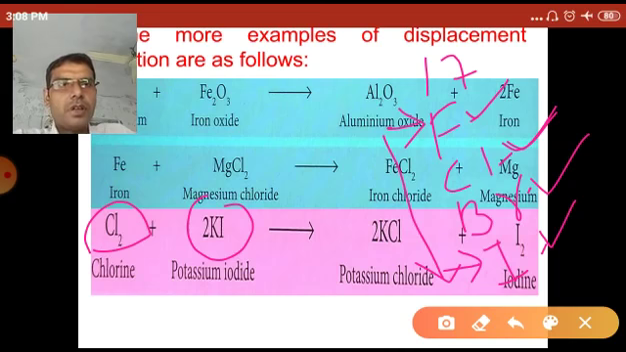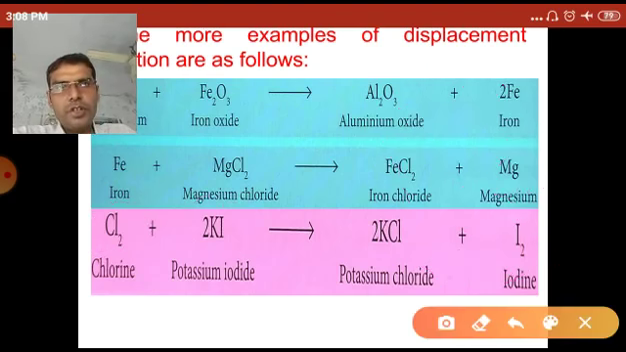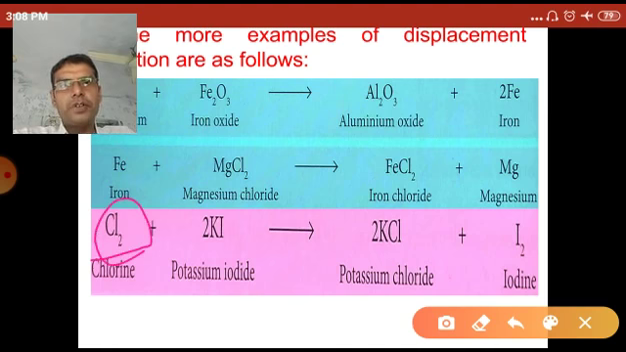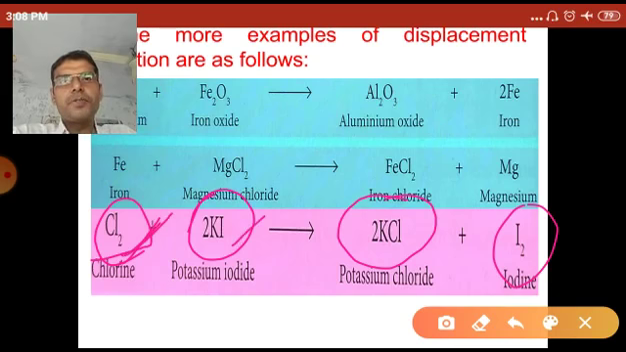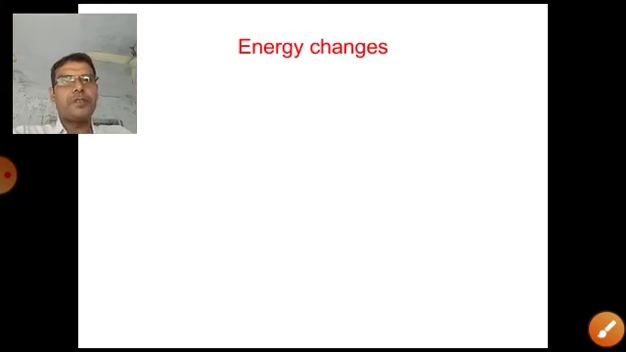So in this group, when we move from top to bottom, the reactivity decreases. So fluorine displaces chlorine, chlorine displaces bromine, and bromine can displace iodine. In this reaction, when chlorine gas passes through potassium iodide solution, they form potassium chloride and iodine. So chlorine is more reactive than iodine. So chlorine displaces the iodine and they form potassium chloride and displaced iodine. So this is also a type of displacement reaction.